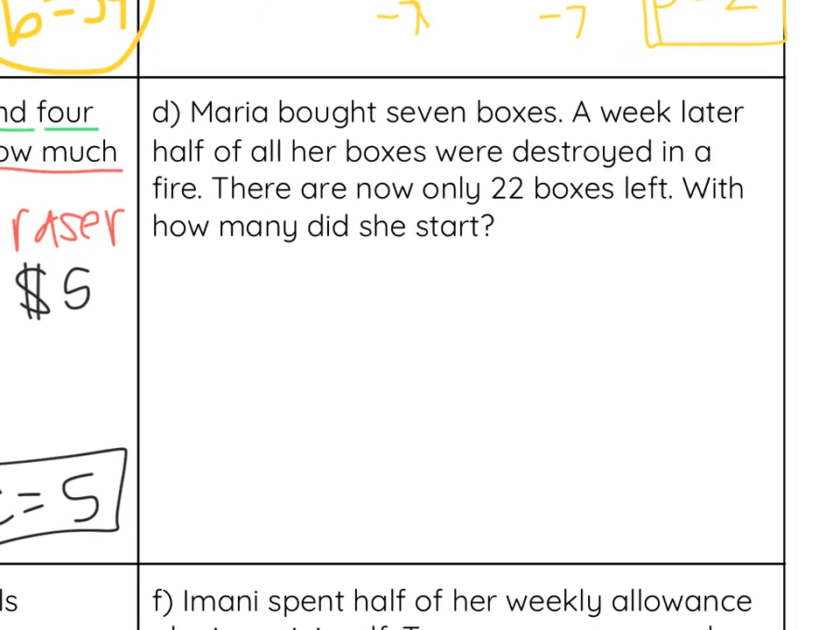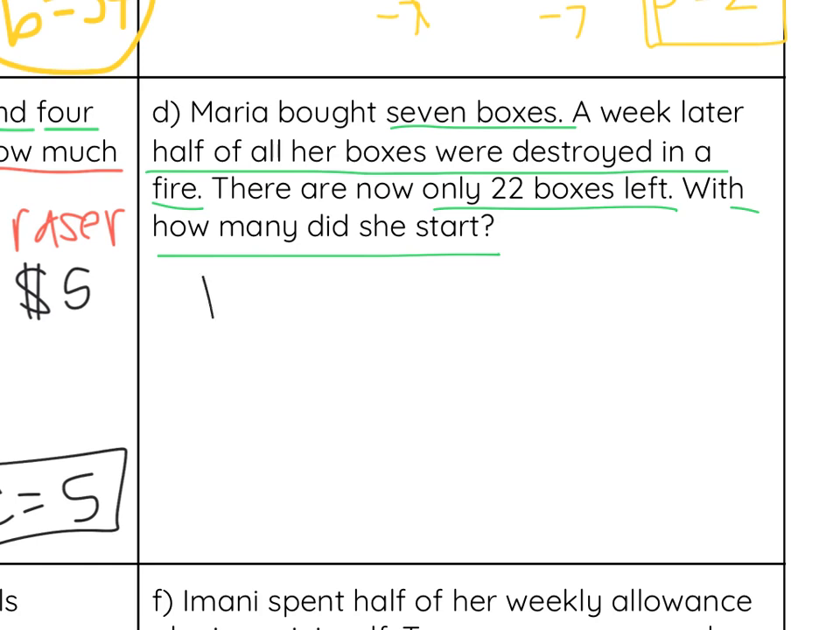In this problem, it says Maria bought 7 boxes. A week later, half of all of her boxes were destroyed in a fire. There are now only 22 boxes. With how many did she start? So what we don't know is how many boxes she started with. So I'm going to use B for boxes initially that she started with.